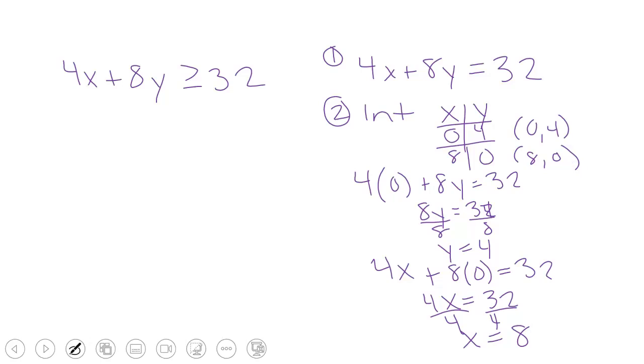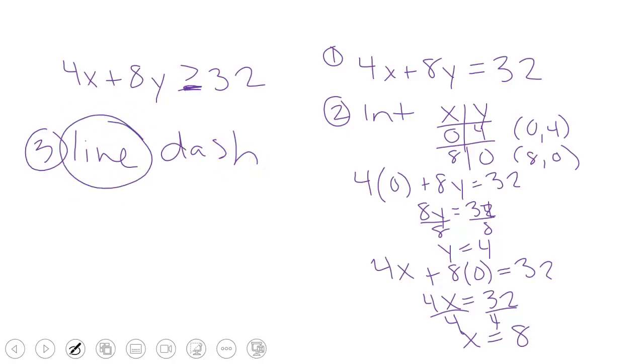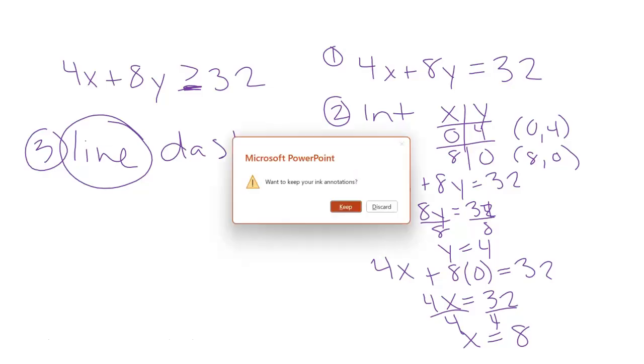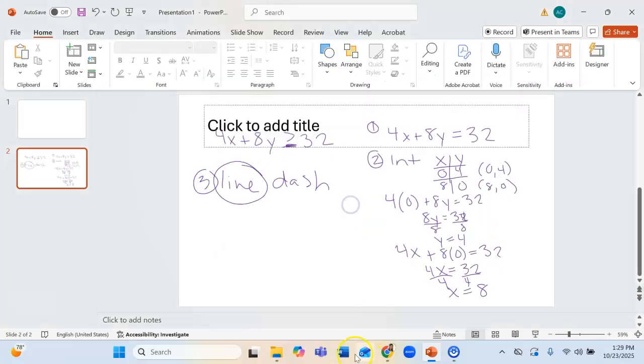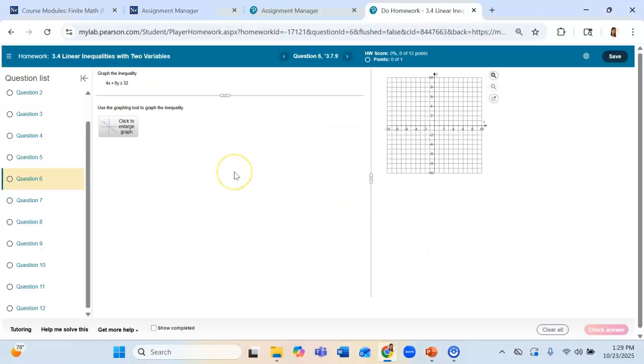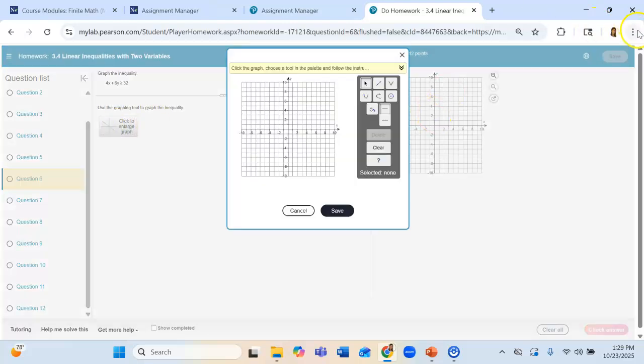And so now my third step is a line or dash. I have a line underneath, so I am going to draw a line. So now let's try and put it on MyMathLab. So I have the problem pulled up. Click to enlarge graph.